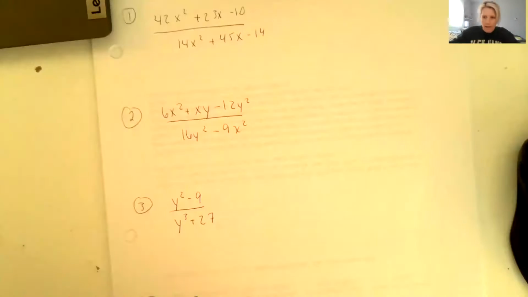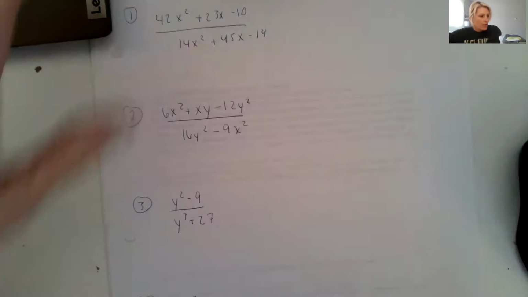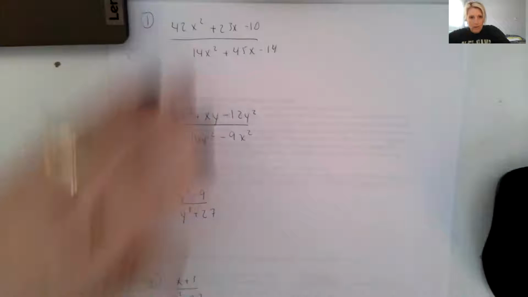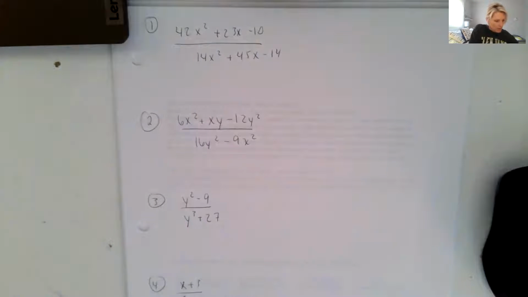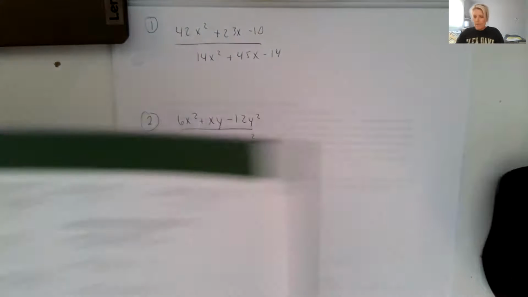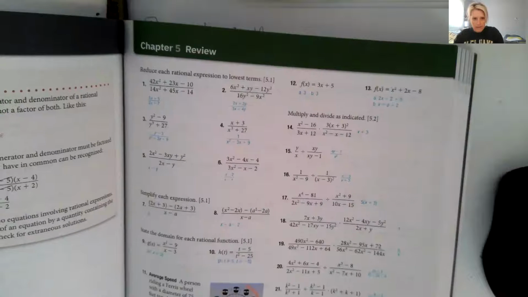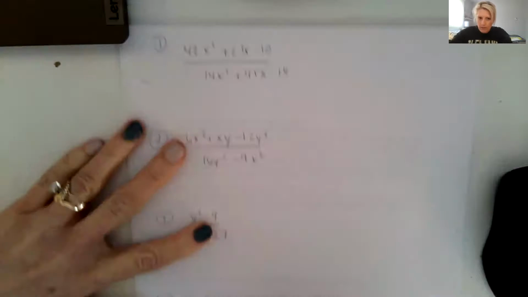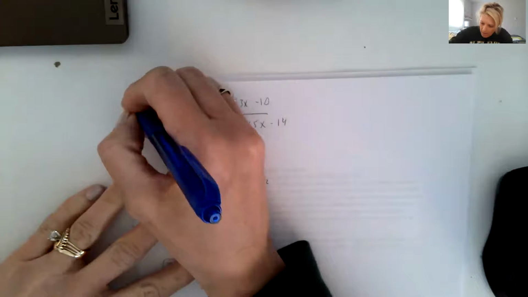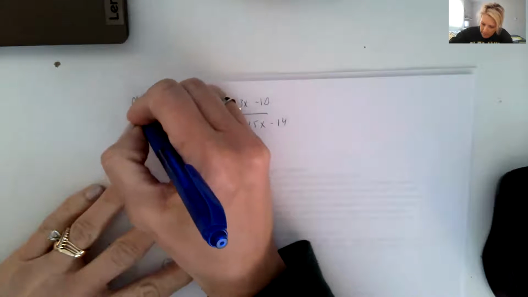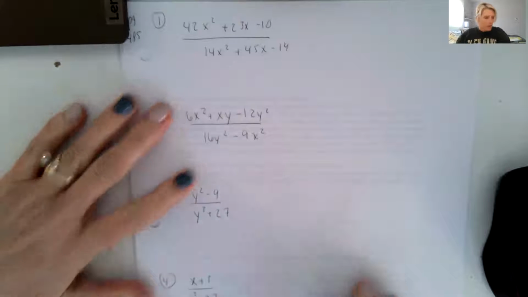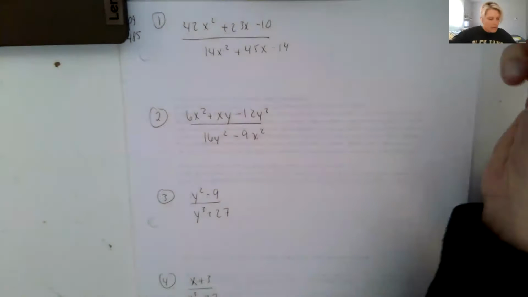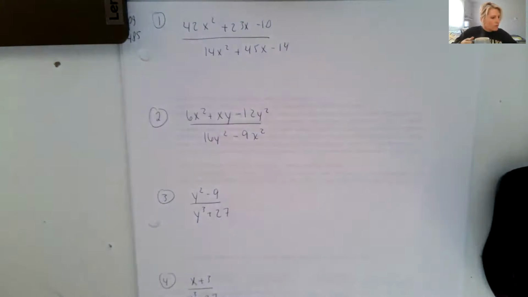So let me go ahead and share my screen. It's actually the chapter 5 review from the book, page 485. It looks like this. So let me write that down, page 485. And so these first set of problems, 1 through 8, are all about reducing each rational expression to lowest terms.